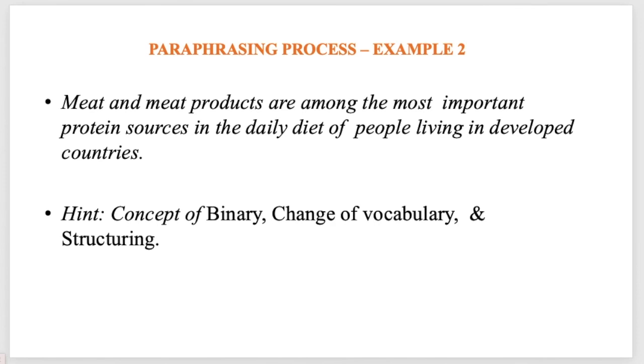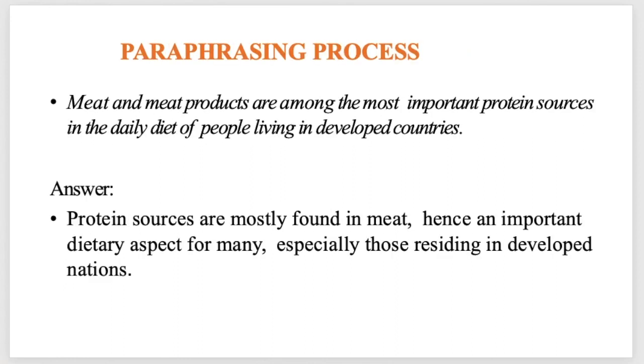Okay, this is an example. Meat and meat products are among the most important protein sources in the daily diet of people living in developed countries. So with the concept of binary, we change vocabulary and also structure. So it will be like protein sources are mostly found in meat, hence an important dietary aspect for many, especially those residing in developed nations.